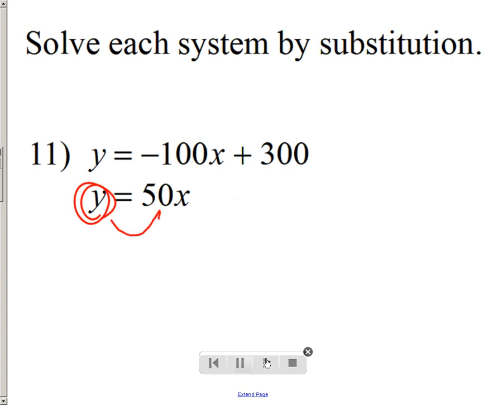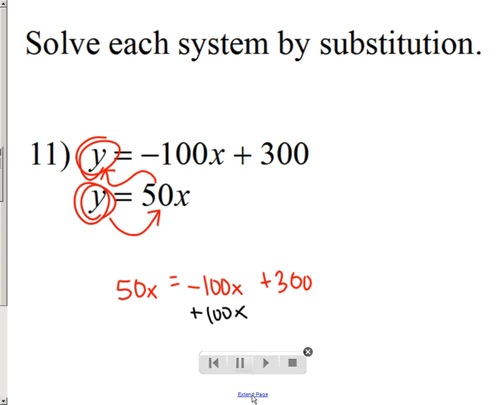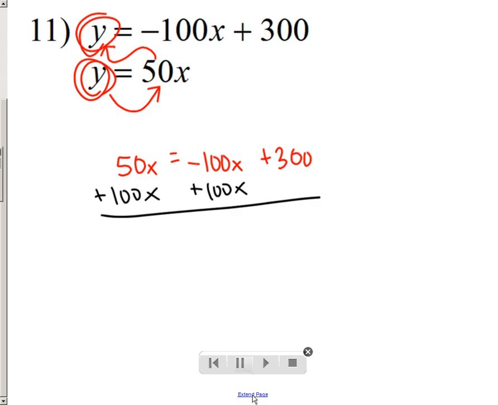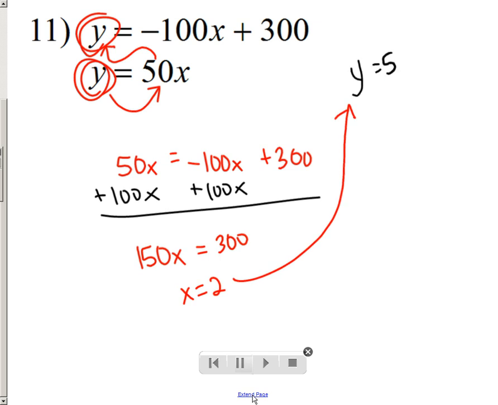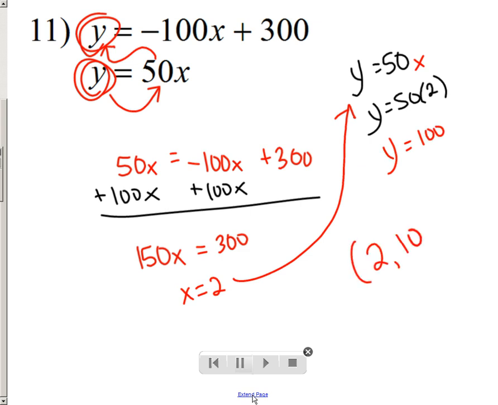Now this one's a little bit different here. We know that y equals 50x, but that y is separate by itself. But just go ahead and pop that 50x into that other equation. So we're left with 50x equals -1x plus 300. Now we need to get all of our variables to one side, so add 100x to both sides. Next thing you know, we got 150x. It cancels over on that other side and equals 300. And hey, x equals 2. And then just go back to the easiest equation and pop in 2 for x. So 50 times 2 is 100. So there's your ordered pair, 2, 100.